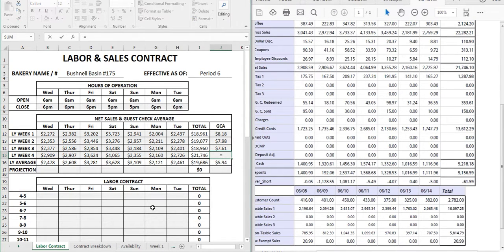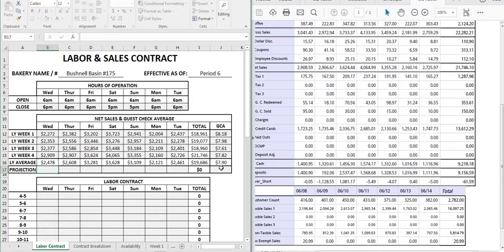So equals my net sales, click on that, divided by 2782, the customer count, and then enter. There you go. So now you actually have your guest check average for each individual week, along with your average guest check average for the entire period right here. So now you have some good information to have.